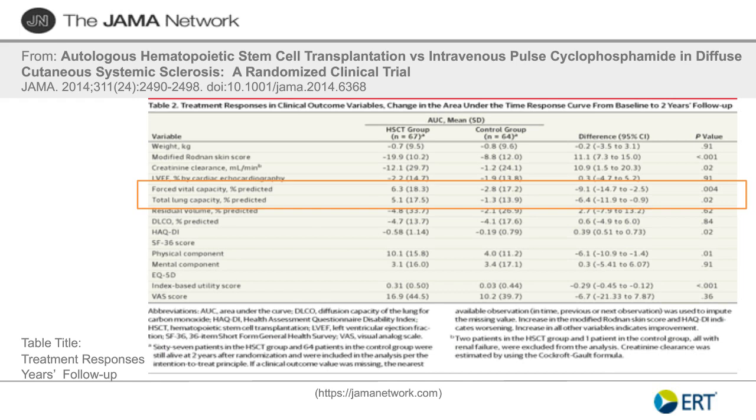If you look at forced vital capacity, total lung capacity, and also other lung function parameters like DLCO, they have been followed up here as important or key secondary outcome parameters. And that, again, makes sense because in systemic sclerosis, we know that up to 90% of patients develop lung involvement, and in many of these patients, lung involvement is a critical prognostic feature.